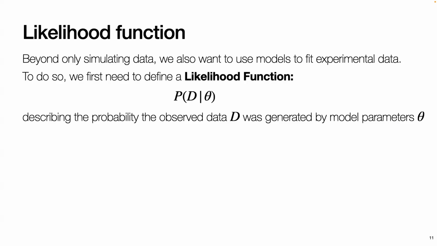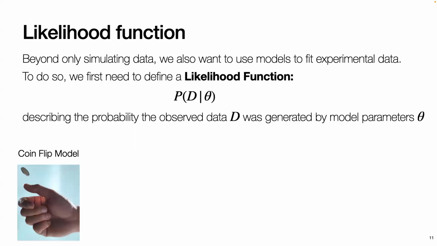Beyond only simulating behavior, we actually want to use these models to fit experimental data. We want to use these models to describe behavior in experiments in the wild or in the lab. To do so, we first need to define a likelihood function. The likelihood is the probability of the data given some model parameters theta.